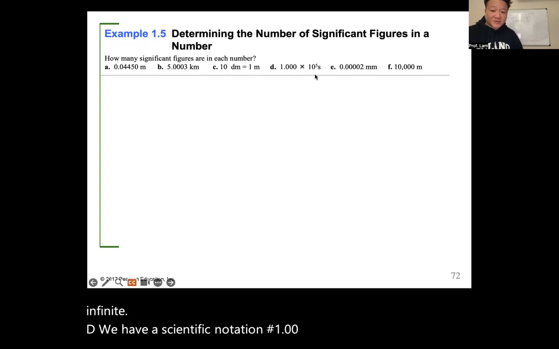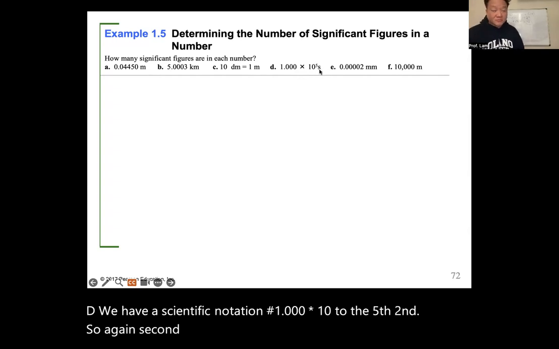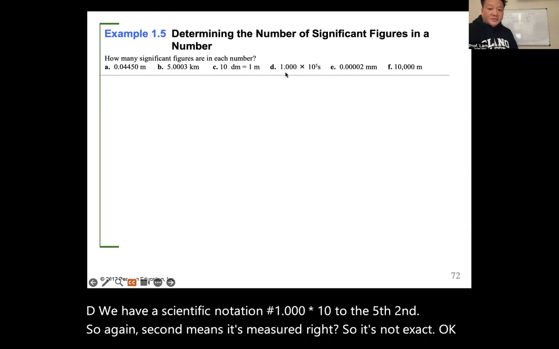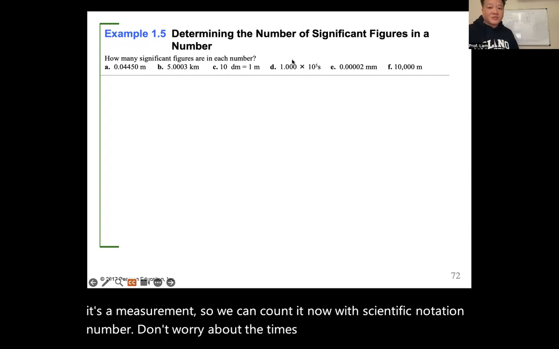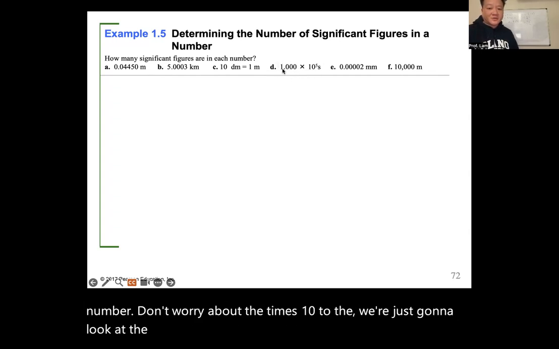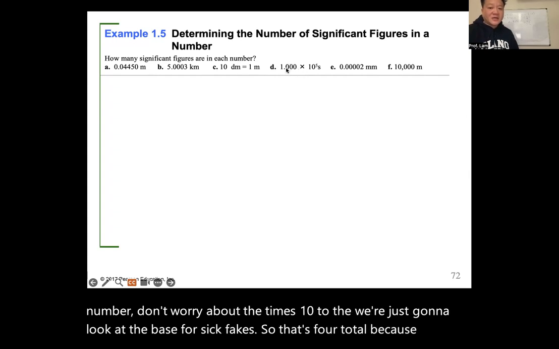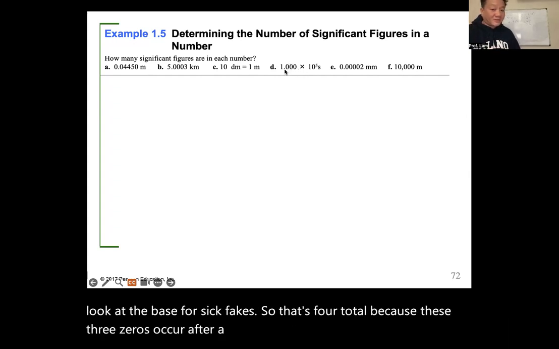D, we have a scientific notation number, 1.000 times 10 to the 5th second. Again, second means it's measured, so it's not exact, and we can count it. With a scientific notation number, don't worry about the times 10 to the. We're just going to look at the base for sig figs. So that's 4 total because these 3 zeros occur after a decimal. Remember, those zeros count. So 4 total for D.